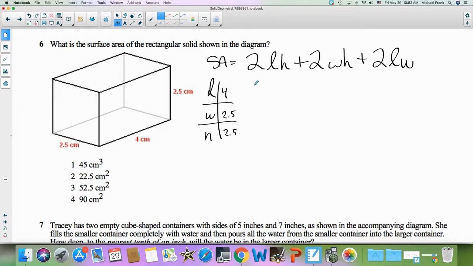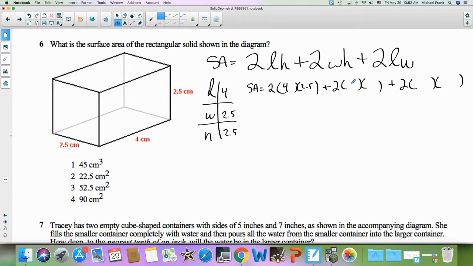So here we're really just calculating that our surface area is equal to 2 parentheses parentheses plus 2 parentheses parentheses plus 2 parentheses parentheses, and let's just substitute those in. My length and height is 4 and 2.5.